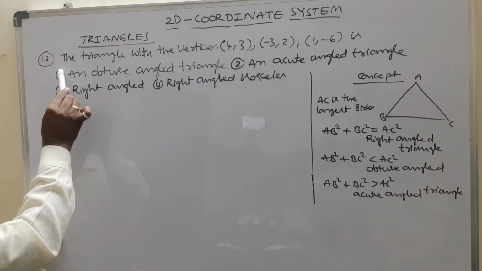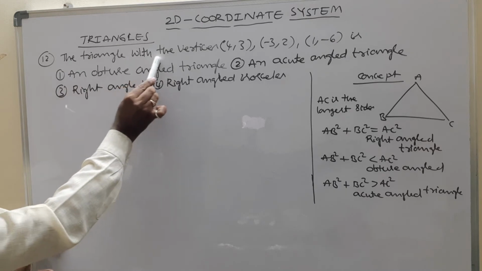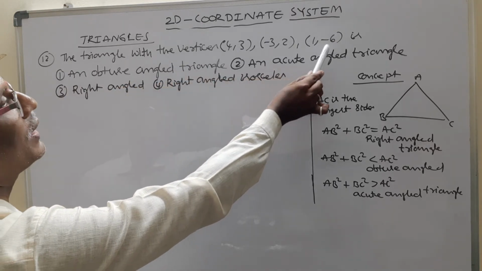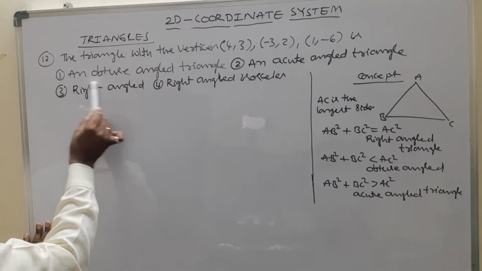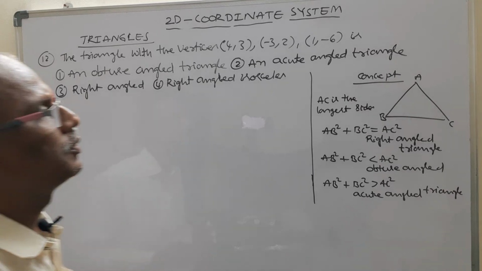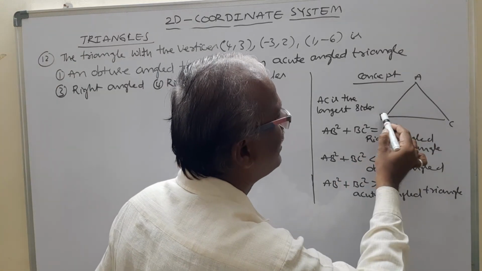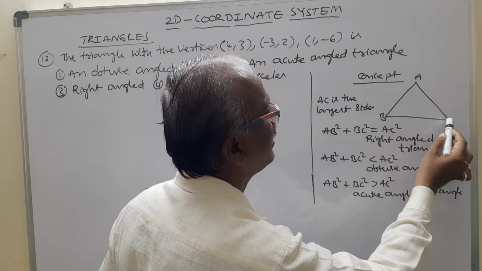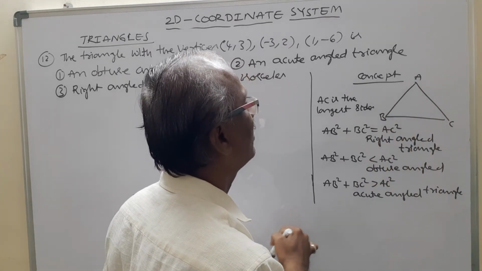Question number 12. The triangle with the vertices (4, 3), (-3, 2), (1, -6) is. Here the four options are given. Here one concept. Here the triangle ABC. AB is one side, BC is the second side, and AC is the third side.